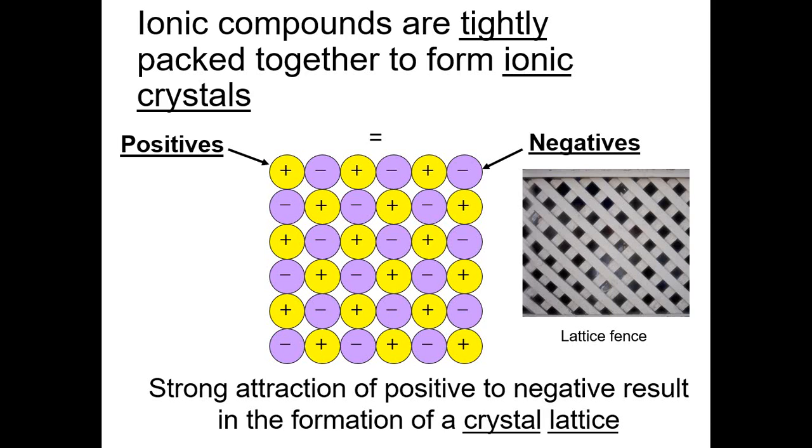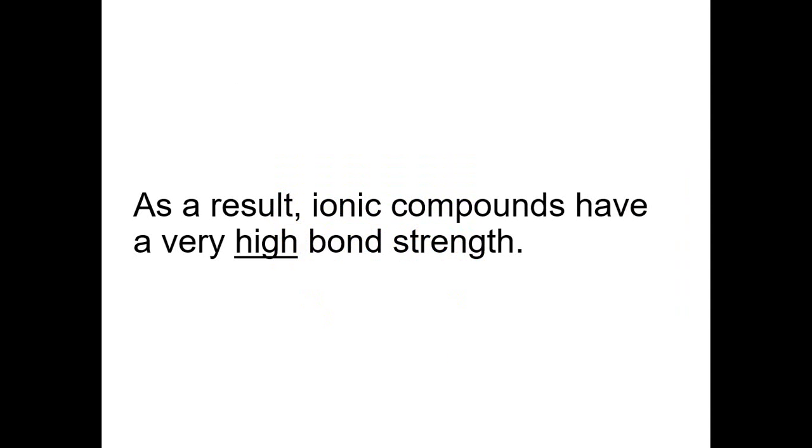Also, if you notice, there are gaps in the lattice fence, just like there are gaps in the lattice structure. And that's interesting because there are applications nowadays to make use of that. As a result, ionic compounds have a very high bond strength. And you hear this quite often with ionic bonds. They're very durable, very strong, and that gives us a clue as to ionization energy, in terms of whether it's going to be a lot of it or a little bit of it.